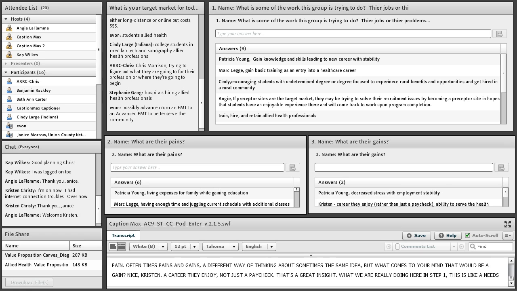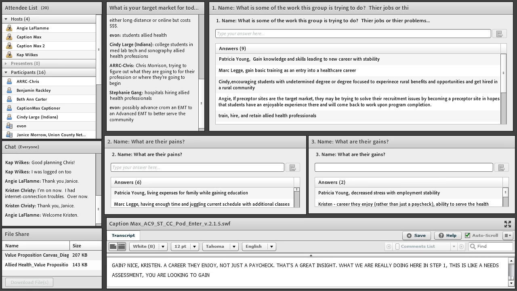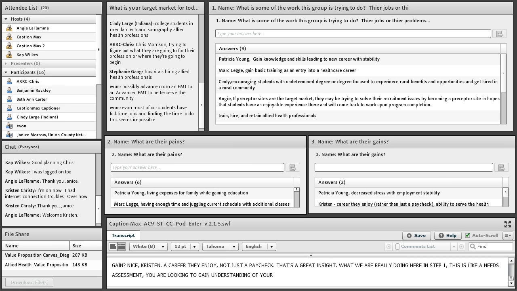Nice, Kristen. That's right. A career that they enjoy, not just a paycheck. That's a great insight. And what we're really doing here in step one is like a needs assessment, and you're looking to gain understanding of your target market, how they see the world and what is important to them. There's lots of ways of going about gathering this data.